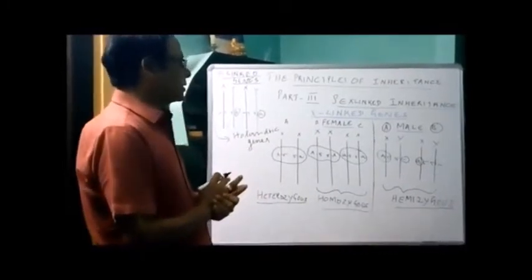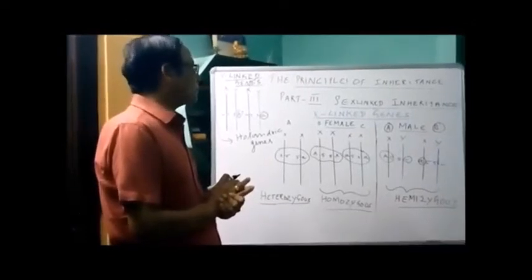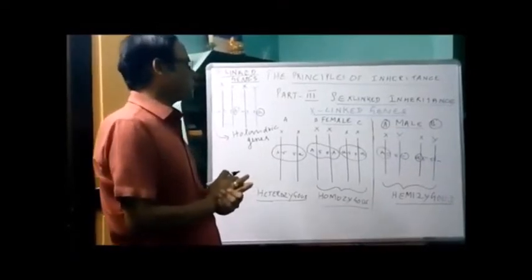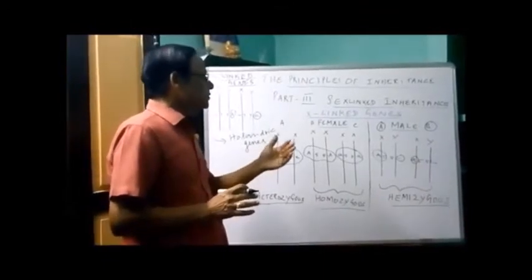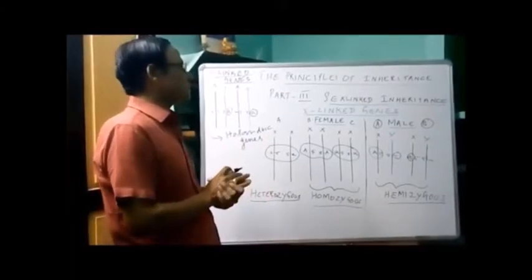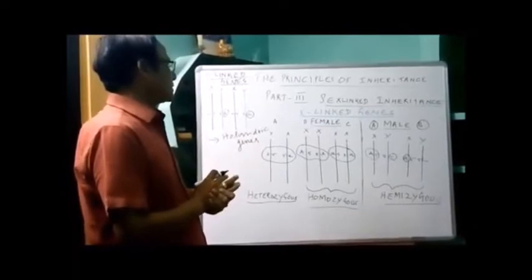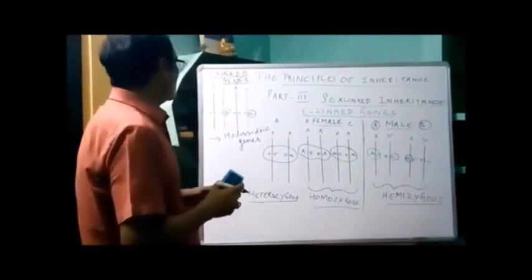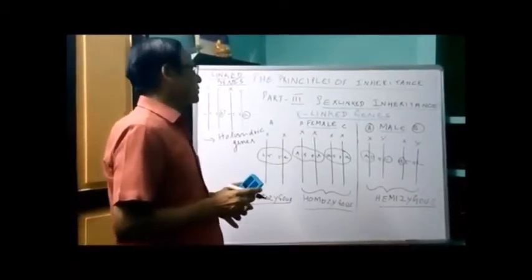But in the case of male, as they have only one X chromosome, that X chromosome is coming from mother and not from father. The X chromosome is coming from mother, not from father, and so also the X-linked genes. That's why I'm saying the males receive X-linked genes only from mother, whereas the females receive X-linked genes both from father and mother. Okay, now this is what X-linked genes and Y-linked genes are.